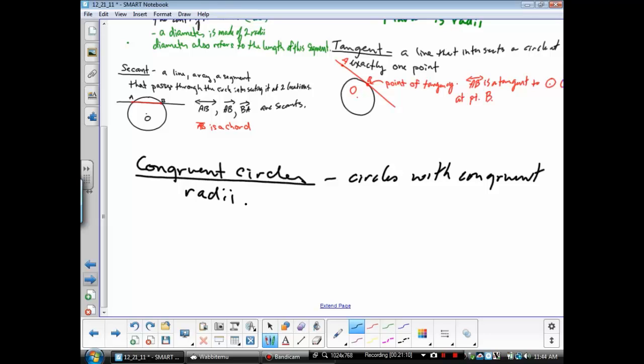Same thing for congruent spheres. Spheres with congruent radii will be congruent spheres.